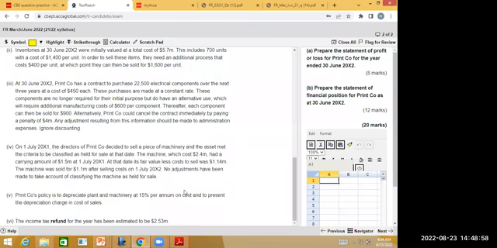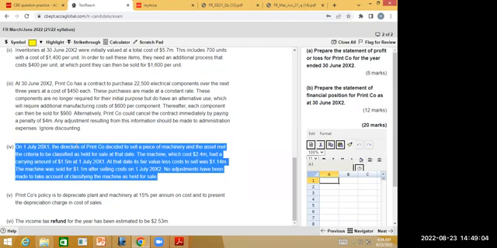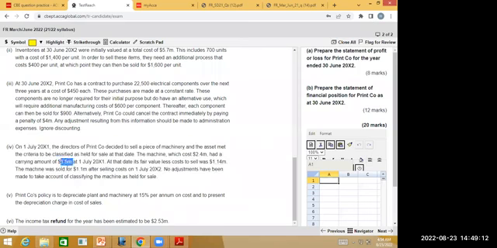So as the machine was classified as held for sale at the start of the year, first we need to calculate the carrying amount. It's already given, it's 1.5 million. According to IFRS 5, assets under the held for sale category should be measured at the lower of the carrying amount and the fair value less cost to sell. Right now the carrying amount is 1.5 million and fair value less cost to sell is 1.14 million. So the difference will be recognized as an impairment loss. What is the difference? 360.